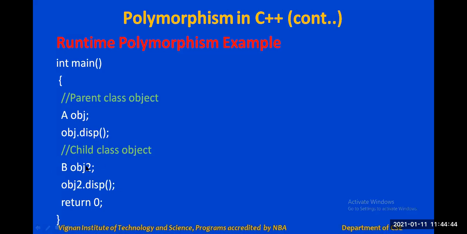Now I have created the child class object, that is obj2, and obj2 dot display. Now which class definition will be called here? Child class. Child class definition will be called here. But this linking of the function call with the function definition happened during compile time only.